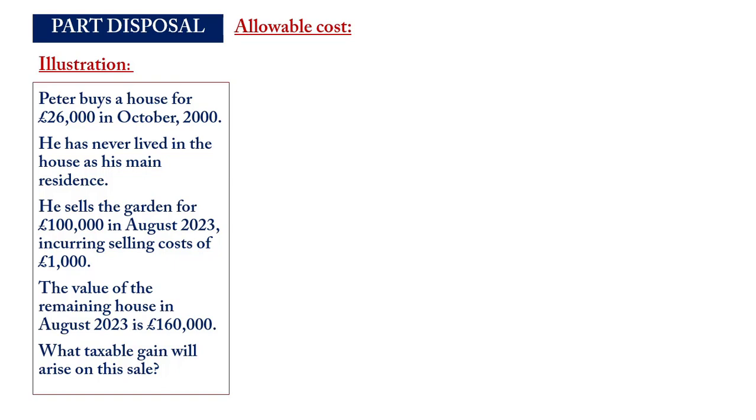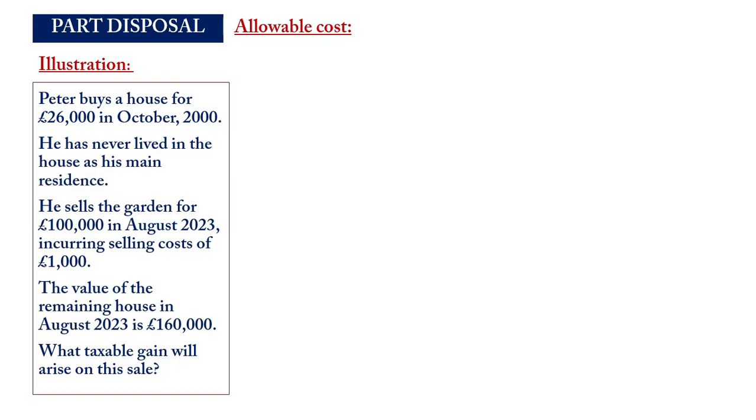The garden was inclusive of the house and it cost £26,000 to buy. Now that he's selling off the garden, he's getting £100,000. Now, what portion of the £26,000 is attributed to the garden? So that we take that out from the £100,000 and the £1,000 to get the gain.